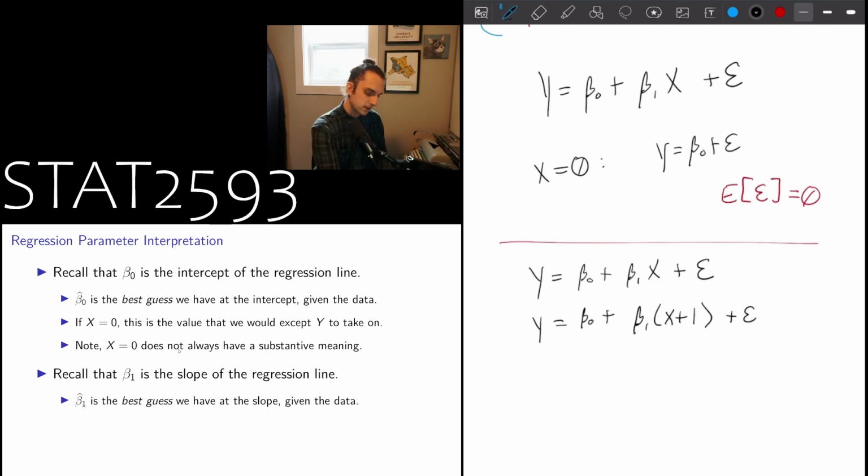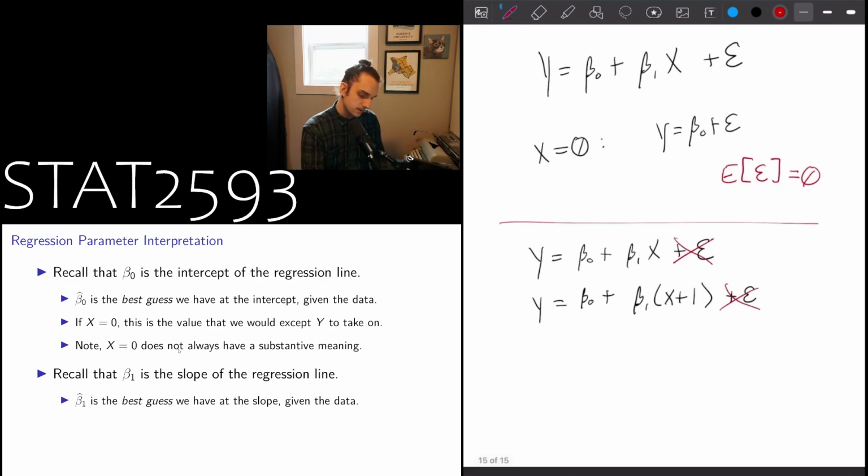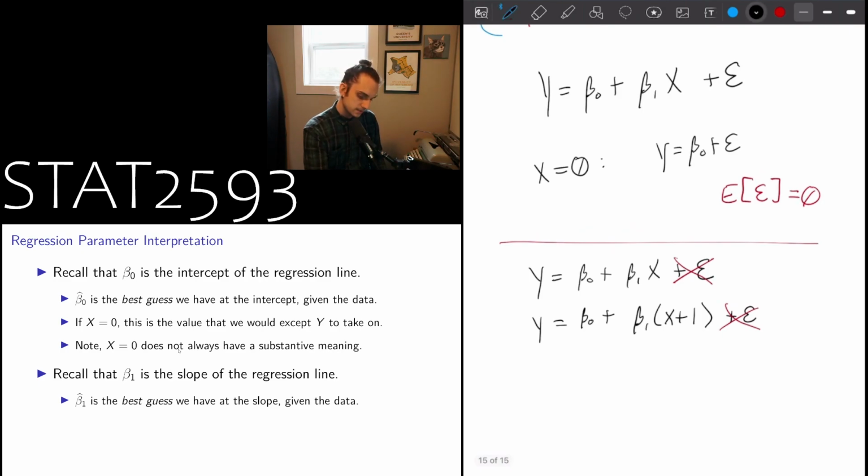If we take the expected value of both of these quantities, we get rid of the epsilons because they have expected value 0. And if we take the difference between these two values, the beta zeros are going to cancel out. We'll have a beta 1 x in each of these, and so those will cancel out, and we'll just be left with beta 1 times 1. So that's going to equal beta 1. And so the slope is interpreted as the expected change in our outcome if we increase x by a value of 1.